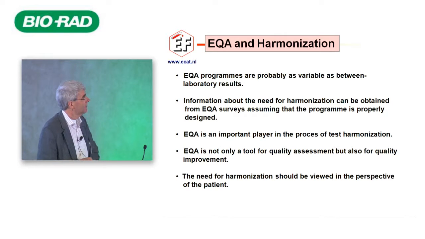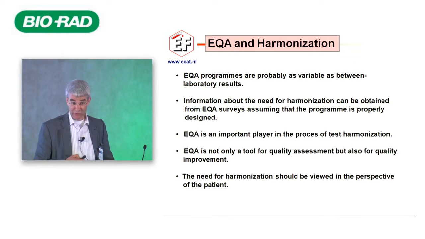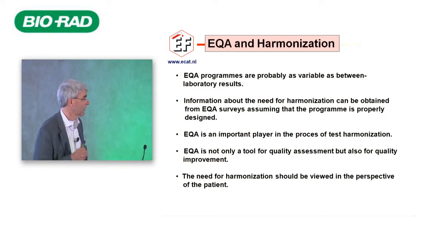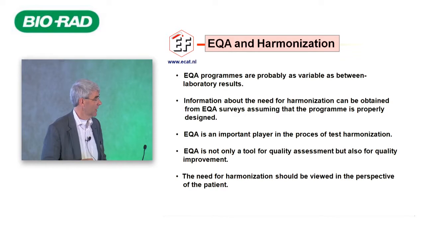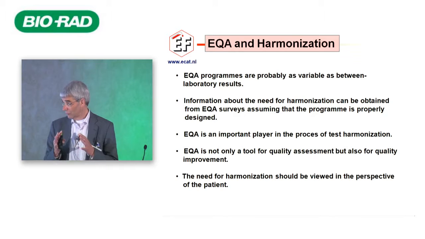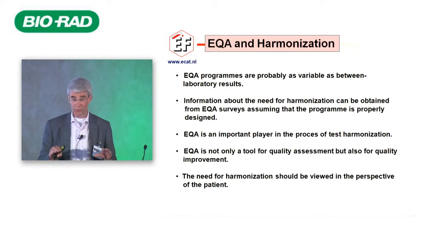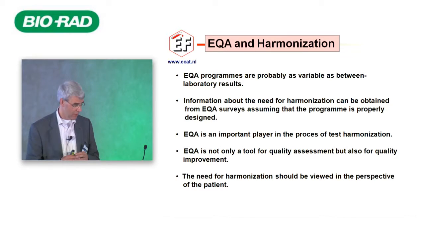So, in conclusion, EQA programs are probably as variable as the between-laboratory results we observe in our own programs. Information about the need for harmonization can be obtained from EQA surveys, assuming that the program is properly designed and includes at least commutable samples. I think that is very important. EQA is an important player in the process of test harmonization. EQA is not only a tool for quality assessment, but also a tool for quality improvement. So it is a part of the total quality management system. And the need for harmonization should be viewed in the perspective of the patient. So we don't have to do that only from a methodological point of view, but we should always keep the patient in mind. Thank you for your attention.